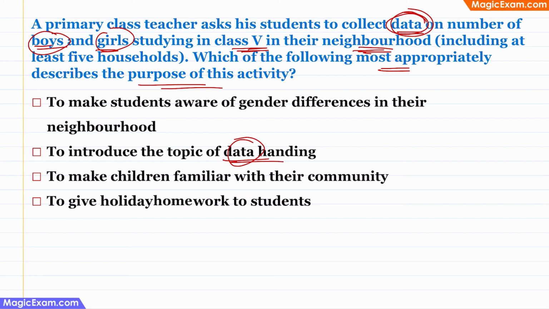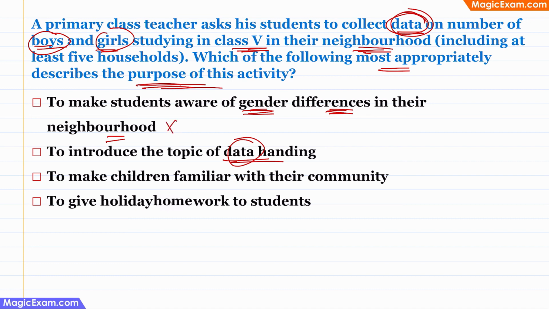However, let's also look at the other options. The first one, to make students aware of gender differences in their neighborhood. While doing this activity, while collecting data from their neighborhood, they will get some inputs, or some thoughts, and they'll probably see that there are more boys or more girls in class 5. So they'll get some gender difference related ideas, but that cannot be the main purpose here. So this is incorrect.